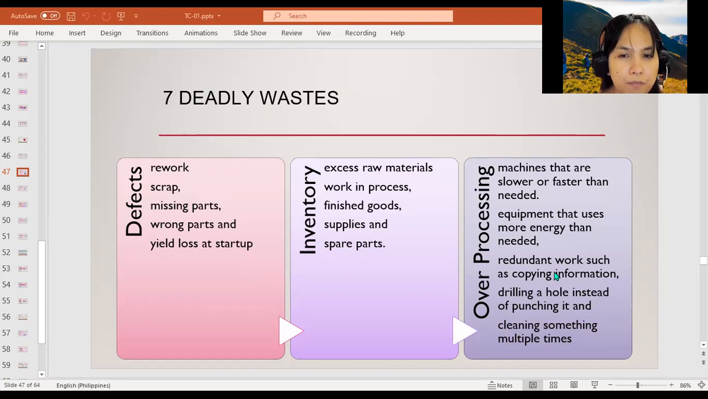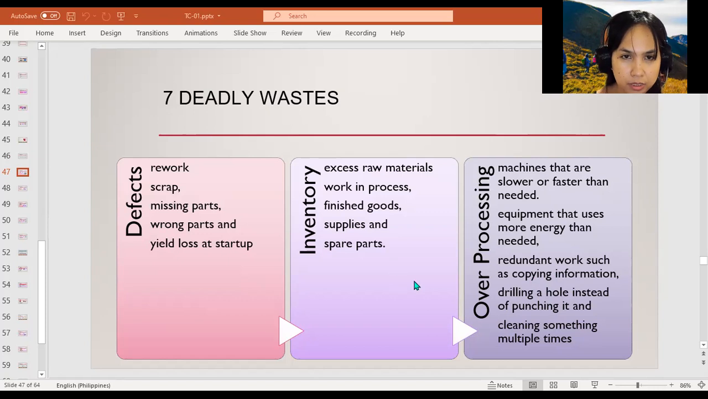Some examples of over processing waste are, as you see, machines that are slower or faster than needed. We have equipment that uses more energy than needed. We have redundant work, such as copying information. We have drilling a hole instead of punching it. And then we also have cleaning something multiple times.